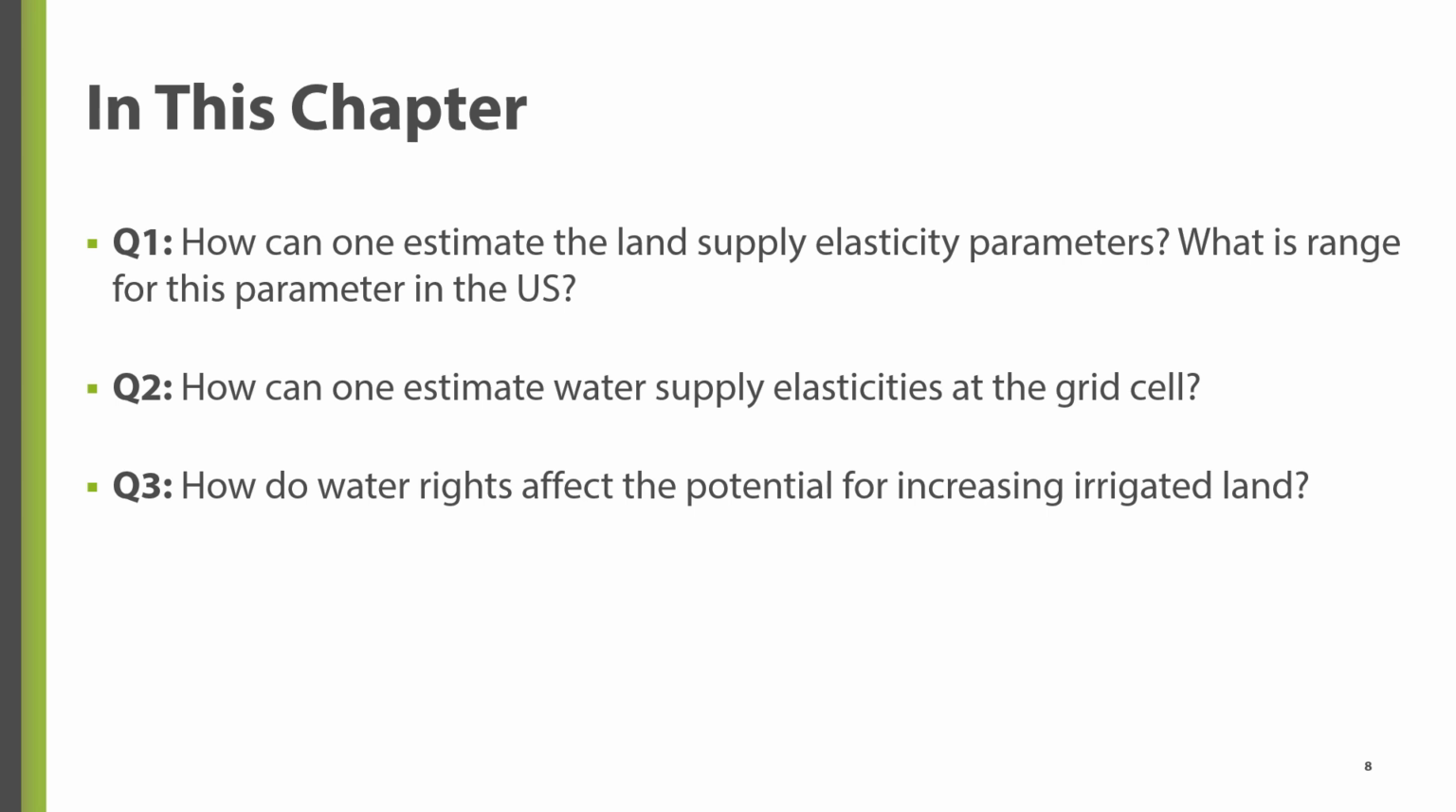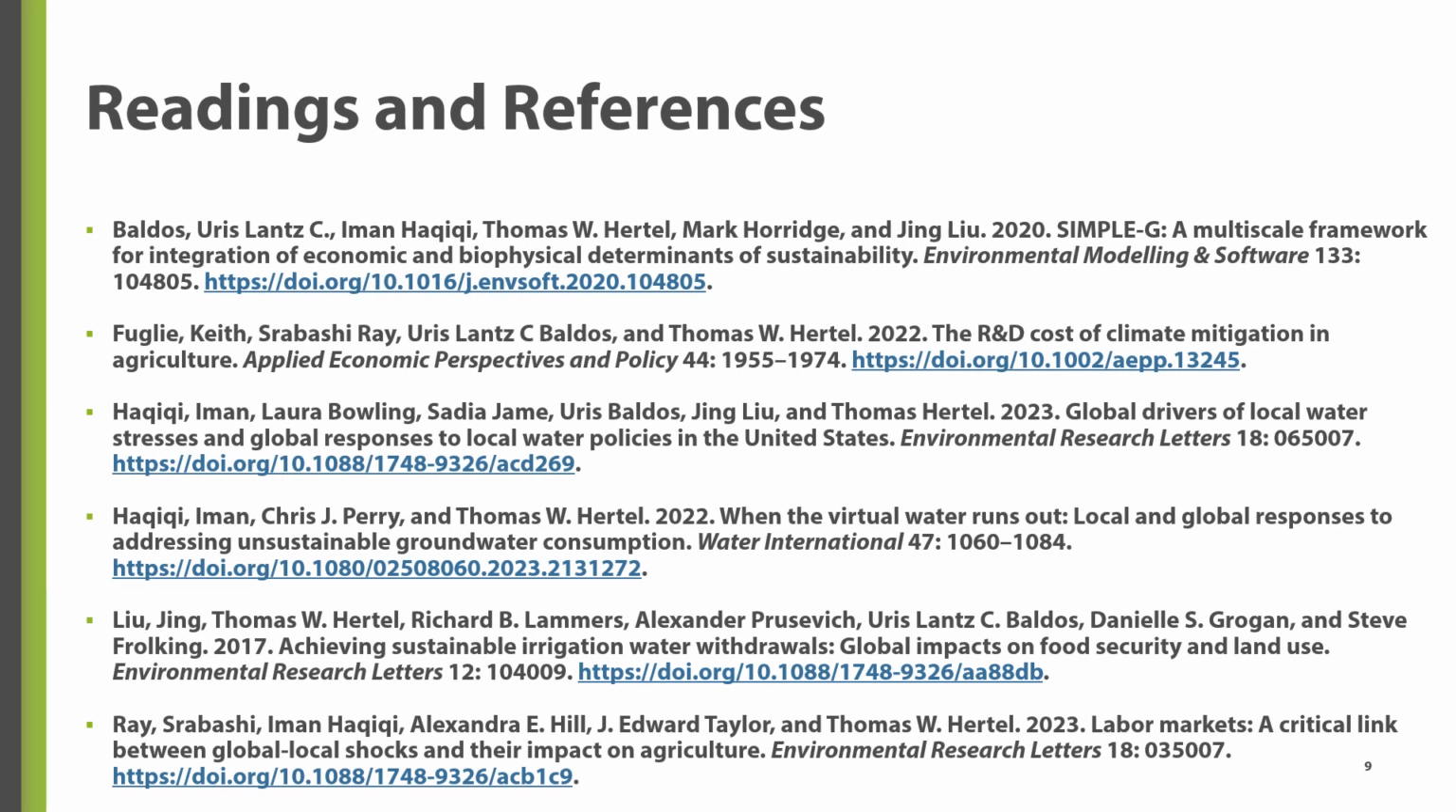If you're interested in learning more about gridded economic parameters, please review Chapter 7 of the SIMPLE-G book, where you'll learn about the sources of land supply elasticity parameters, how to estimate water supply elasticity, and how to inform cropland conversion or transformation parameters. Here, you'll find additional readings and references you might be interested in further exploring.